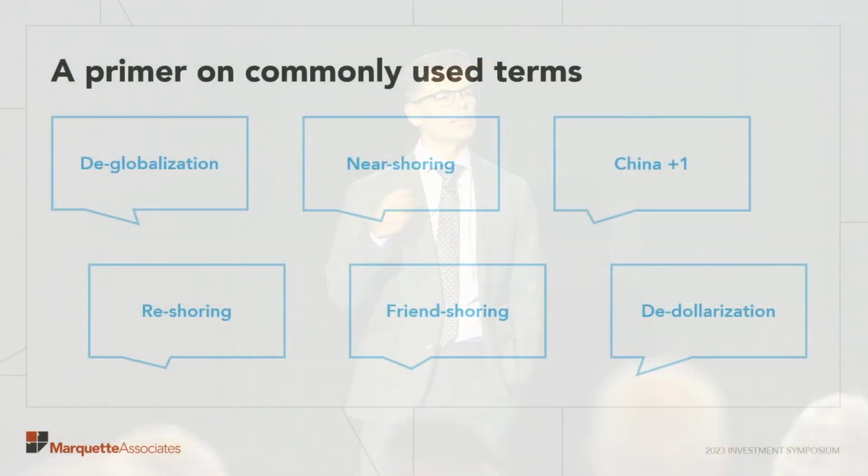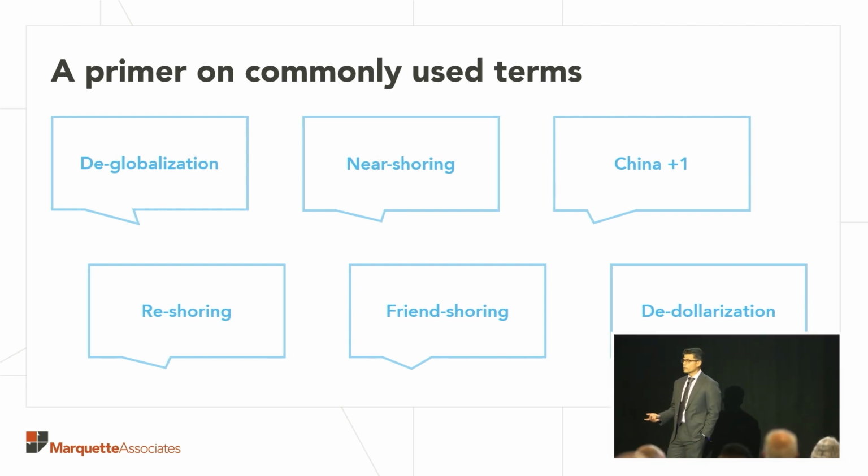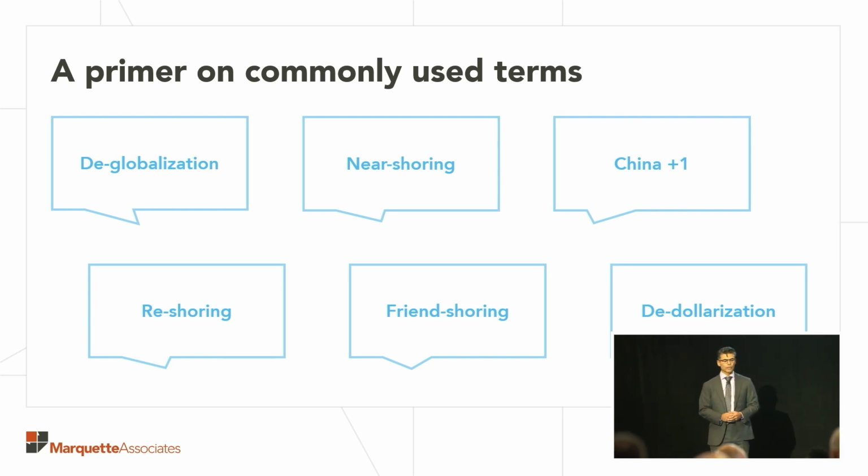So to get us warmed up, I thought it'd be cool to start with some definitions. And if you've read anything about globalization, you probably have come across several of these terms. So first, globalization, we'll define this as the increased integration and collaboration of people, countries, and companies throughout the world. So de-globalization, this is the opposite of that. It's less integration, less collaboration.